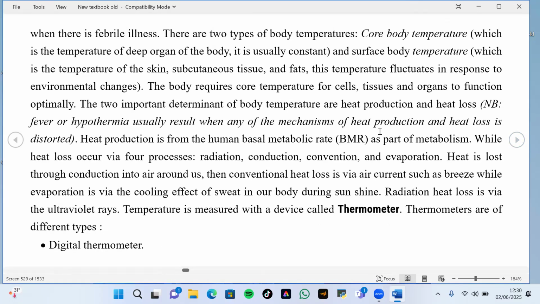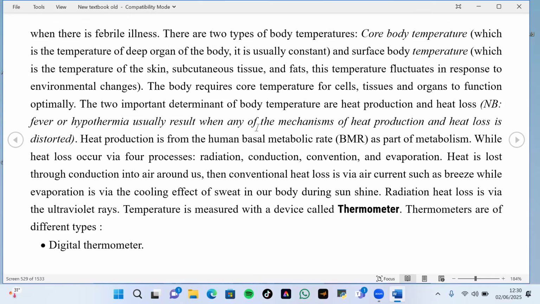There are two types of body temperatures. We have the core body temperature, which is the temperature of the deep organs of the body, and we have the surface body temperature, which is the temperature of the skin, subcutaneous tissues, and fats. These temperatures fluctuate with environmental changes. But the body requires what is called the core temperature for cells and tissues and organs to function optimally.